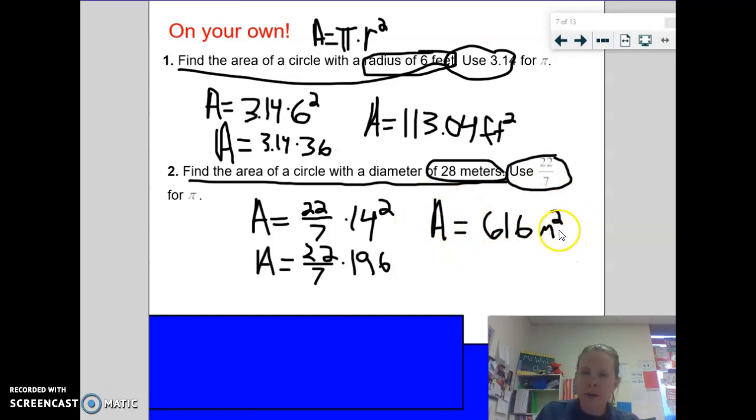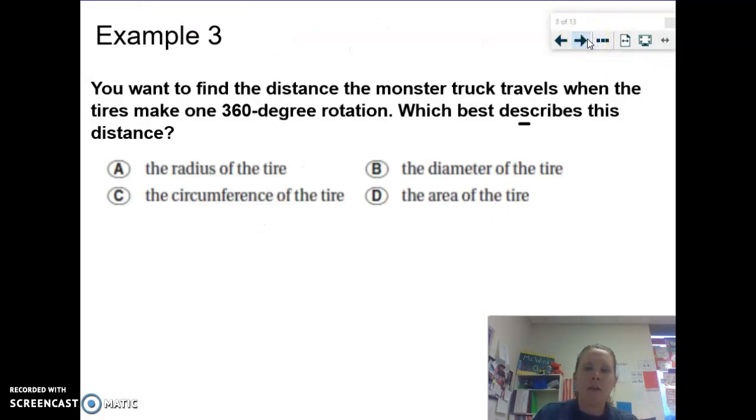We're going to keep moving forward. We've got one more example and one other on your own here for this part of the lesson. Make sure you also watch part 2 of this lesson as well. All right, so example 3 here. Give me 1 second. I'm going to change my pen. All right, I'm back here with my pen.